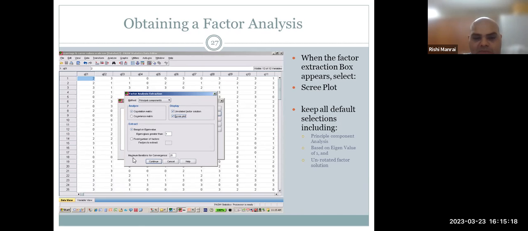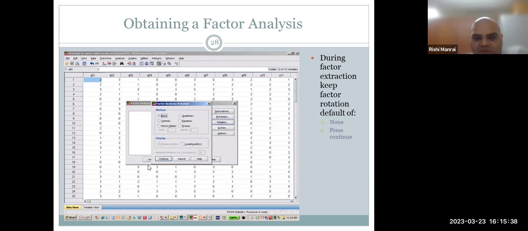Maximum iterations for convergence is 25. You can increase or decrease this. If you increase the number of iterations, it will give you a better result, but 25 is also a good number. You can simply not touch it and continue with it. So press continue, the first button, and then it will take you to the next option.